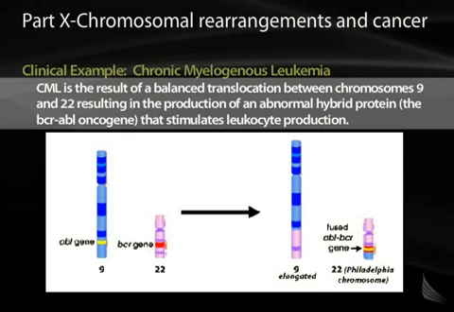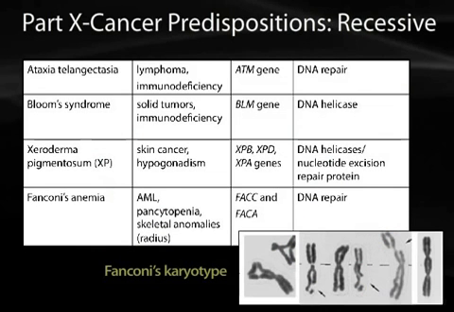And here we see this is a good example of a translocation, where the ABL gene on chromosome 9 and the BCR gene on chromosome 22 get fused together and form this oncogene.